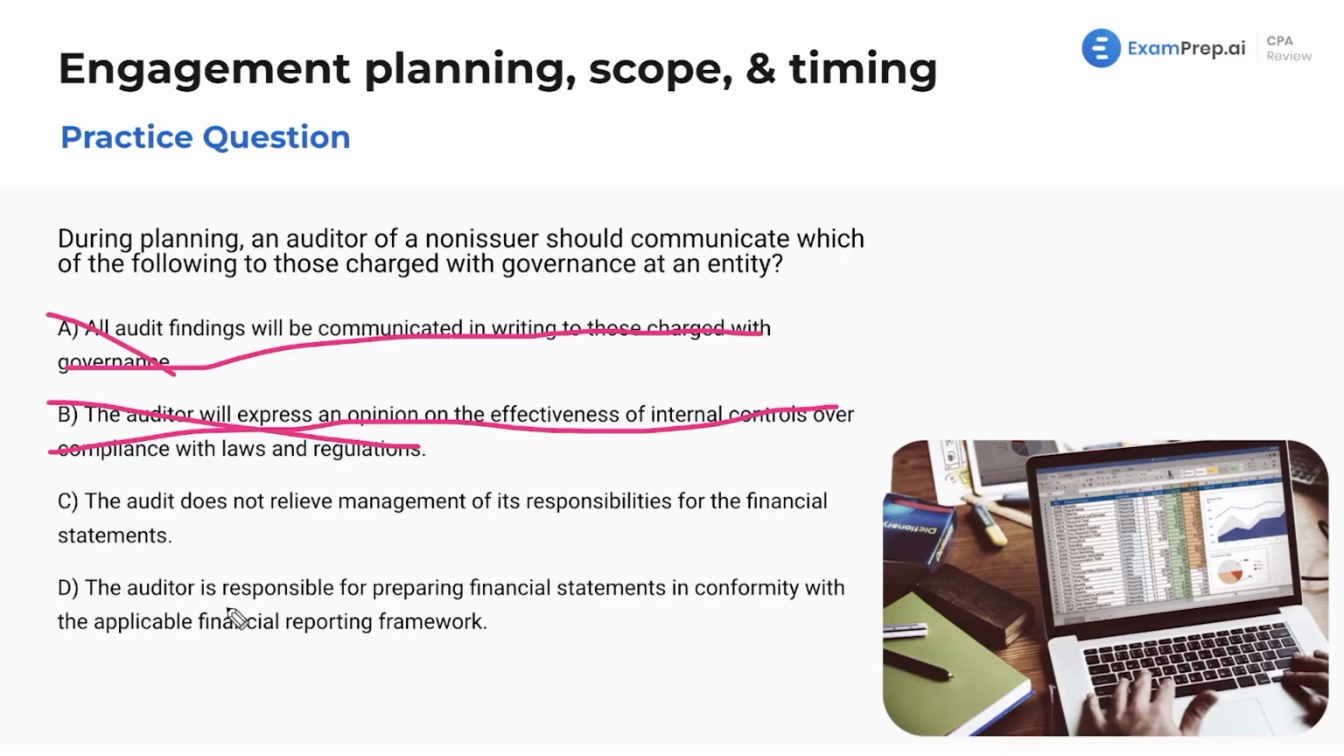And then what about the auditor is responsible for preparing the financial statements? No, the auditor does not prepare financial statements. Management and the client do. The auditor just audits them. Remember, management prepares the financial statements under GAAP. The auditor audits under GAS. There we go. That is our answer. Final answer, letter C. Good there. Let's keep plugging along.